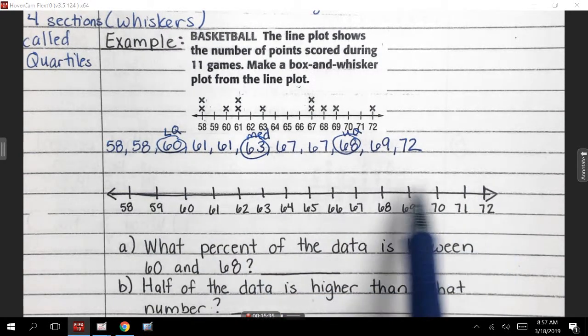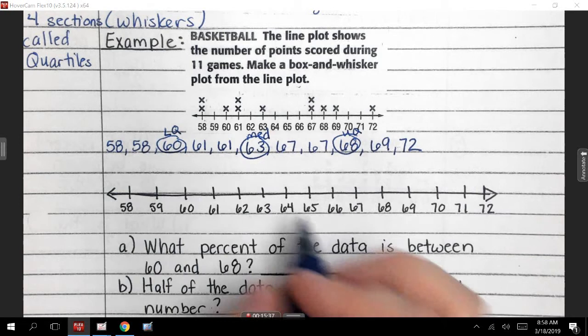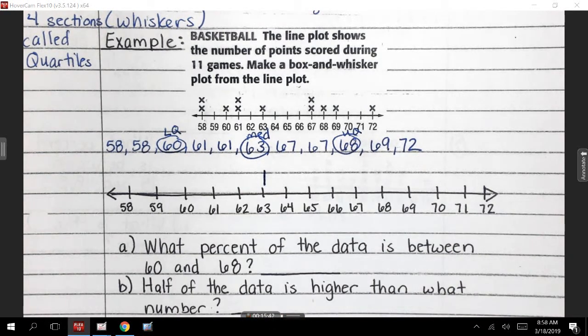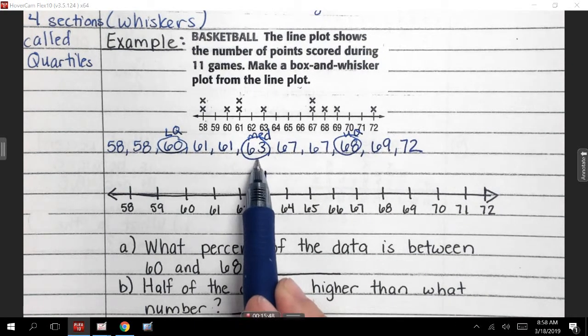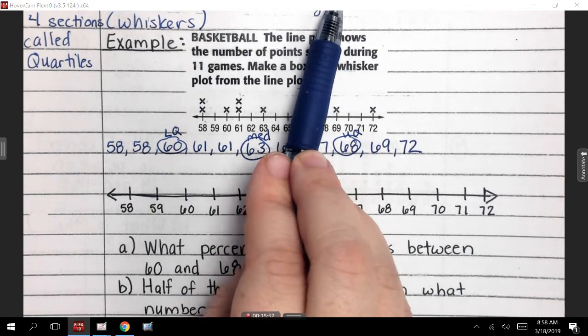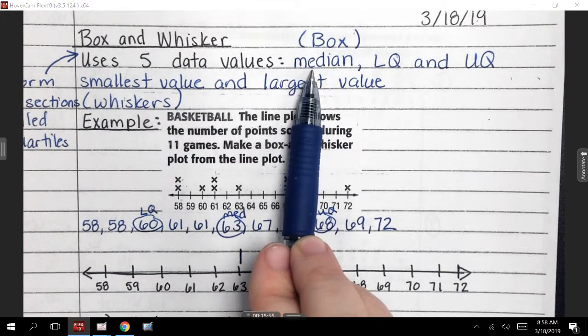Okay. So my median at 63, I'm going to draw a line. So there's 63. So above 63, I'm drawing a line. Do y'all see that? Using the number line. Are we okay with this? After 63, what else do I need on my box? I have my median. What else? So looking at that definition, I have my median.